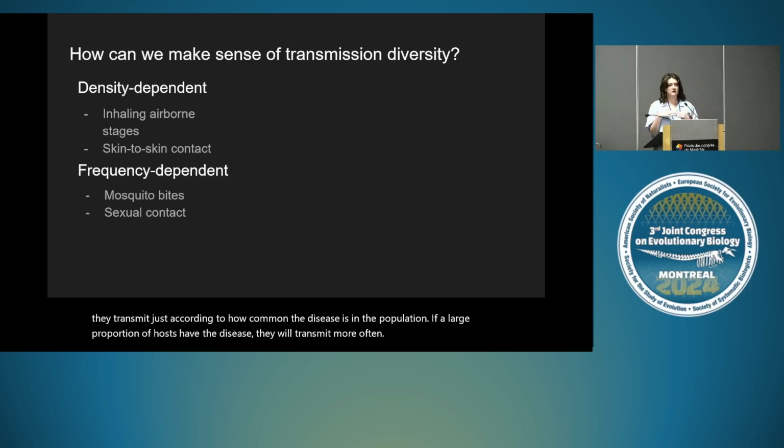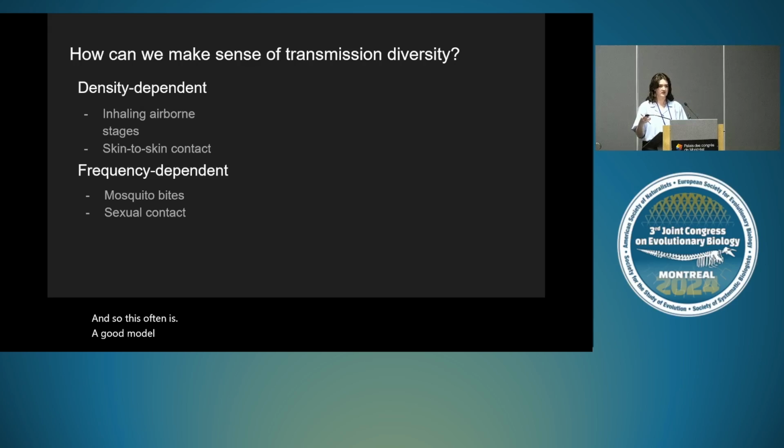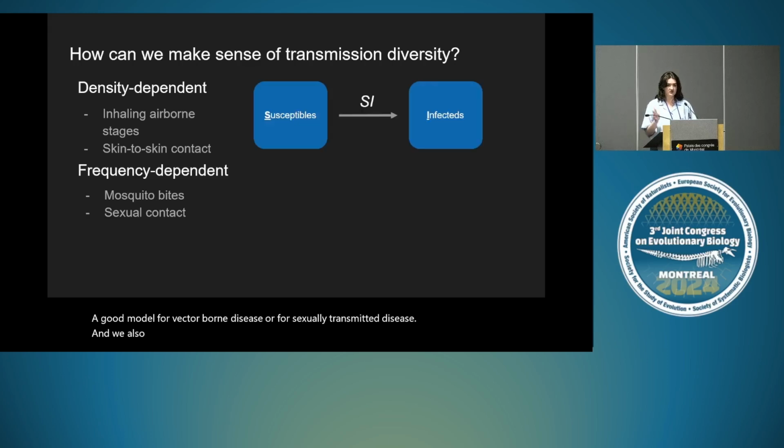But if very few hosts in the population have the disease, they will transmit accordingly. And so this often is a good model for vector-borne disease or for sexually transmitted disease. And we also represent these two different modes in different ways mathematically.